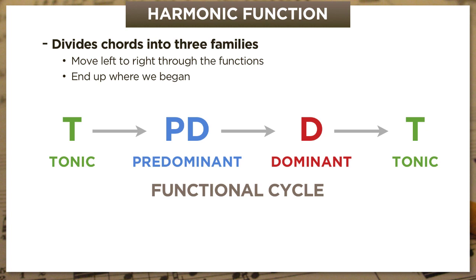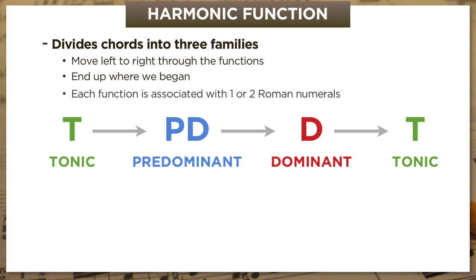And each of these functions is associated with one or two Roman numerals. The main exponent of the tonic function is, big surprise, the tonic chord. Predominant function is typically realized by 2 or 4, and then the dominant function is associated with Roman numerals 5 and 7. And this is true in major and minor. And you'll remember that in minor, the dominant function chords 5 and 7 are the same as they are in major because of the raised leading tone.